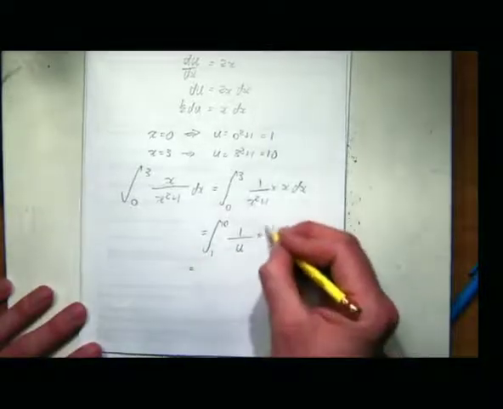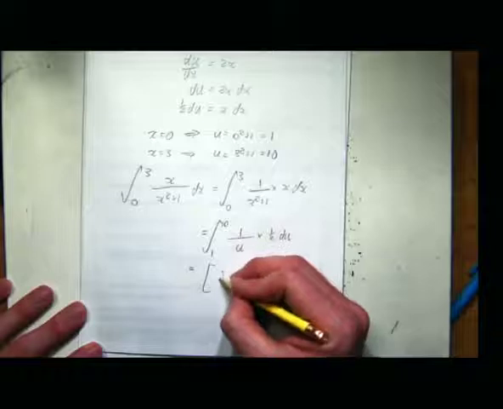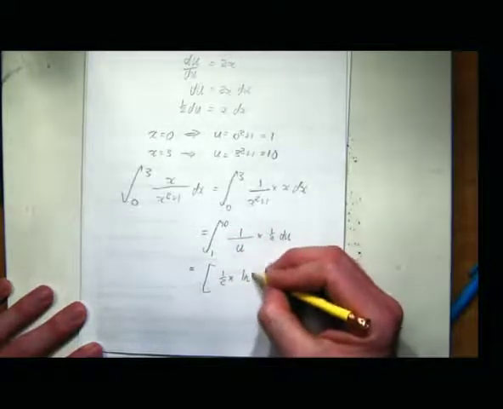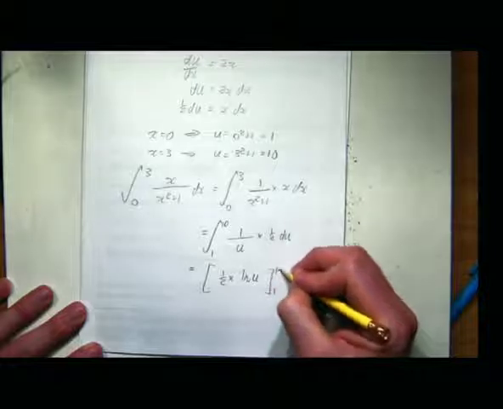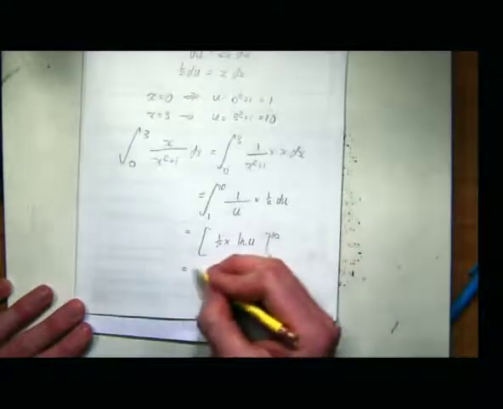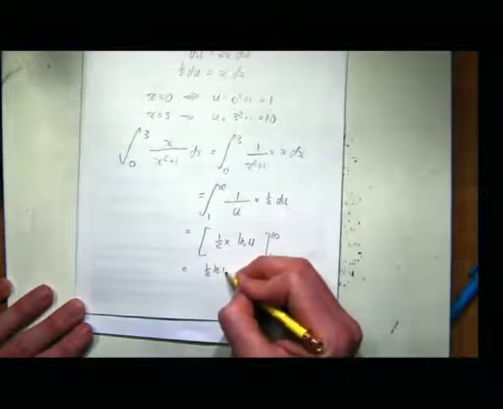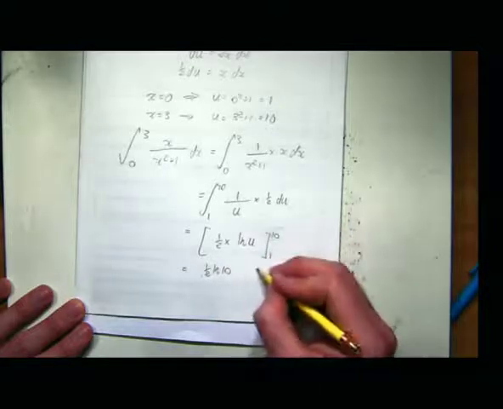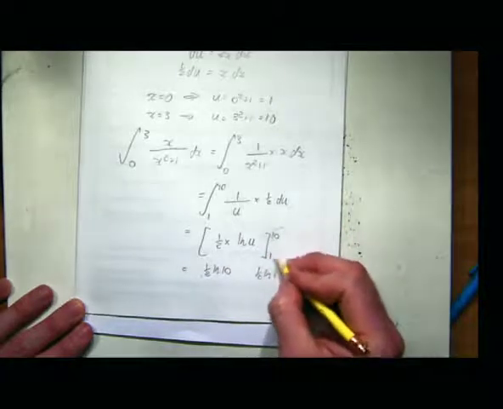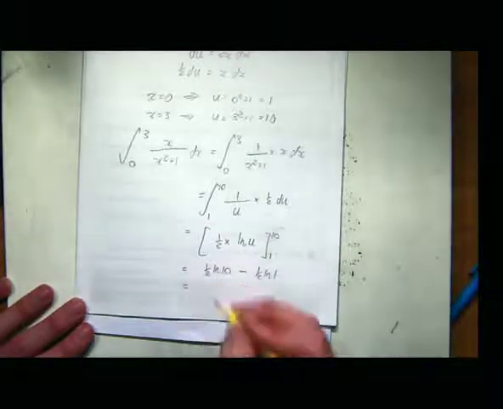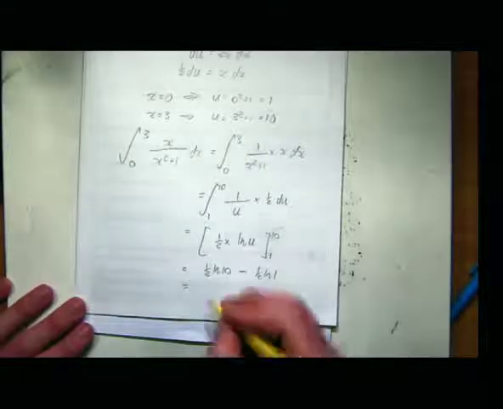And so now everything involving x has been replaced with something involving u. And let's see. The half is multiplied on, so it will still be there. 1 over u will become ln u. And it's going from 1 to 10. And so I'm going to get a half of ln 10 subbing in the 10, and a half of ln 1 subbing in the 1. And I'll subtract the 2 answers. But interestingly, ln 1 is 0, so I can make it slightly simpler.